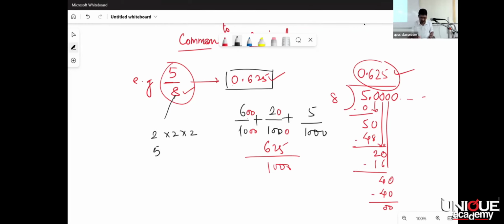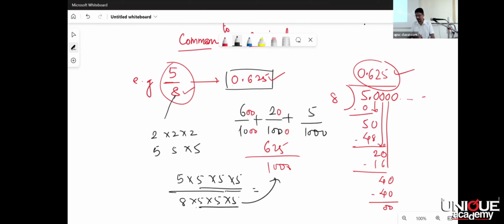So this 8 is multiplied by 5 thrice, that is 5 into 5 into 5. To not change its value, in the numerator 5 also needs to be multiplied by 5 three times. So we get 8 into 5 into 5 into 5, that is 1000, and 5 into 5 into 5 into 5, that is 5 raised to 4, is 625. So any number in the denominator having factors of only 2s and 5s, any number of them, will give a terminating decimal. Is it clear? That is the conversion of a common fraction into a decimal fraction.